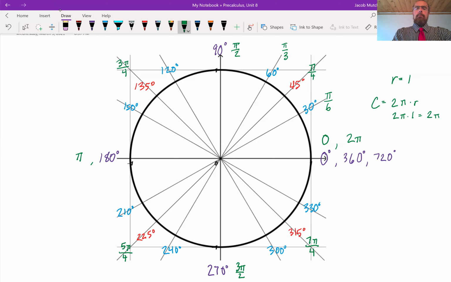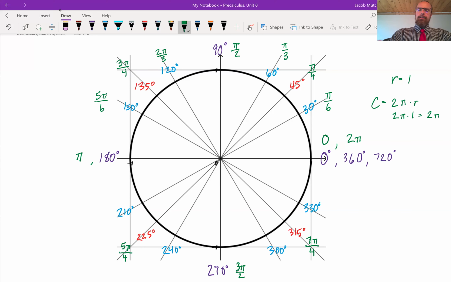One more will get me to pi over 2. One more will get me to 2 pi over 3. And then one more 30 would get me to 5 pi over 6. And then I'm halfway at pi.